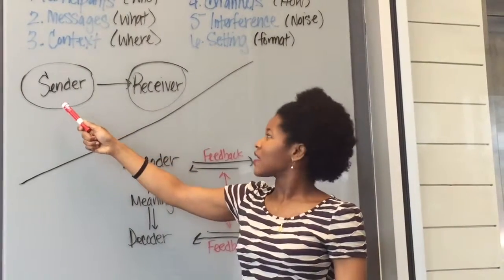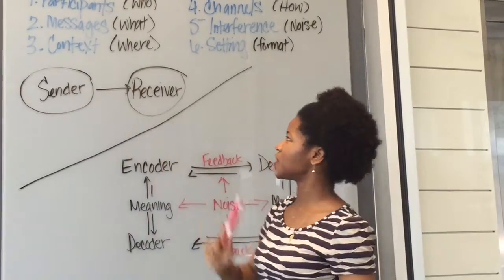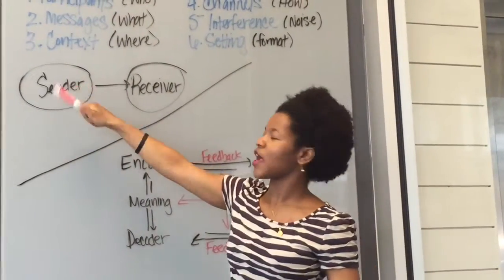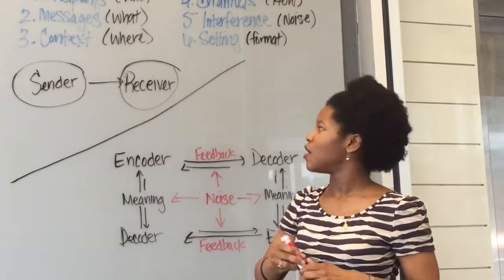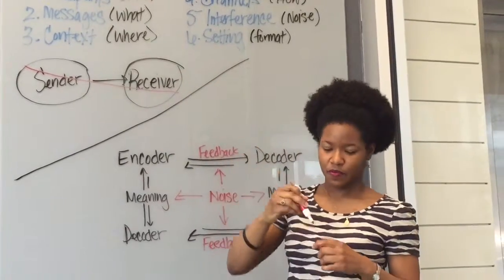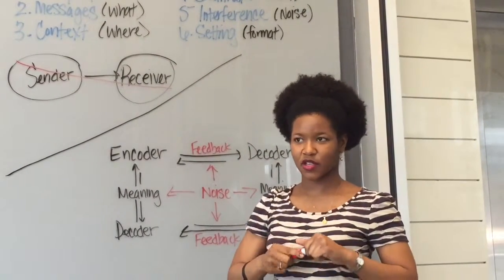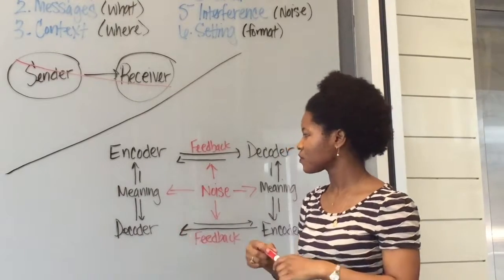You might think that the process looks something like this. Sender to receiver. The sender encodes a message and the receiver receives it. But this is not the case. This is all wrong because it doesn't take into consideration so many other factors, all right?